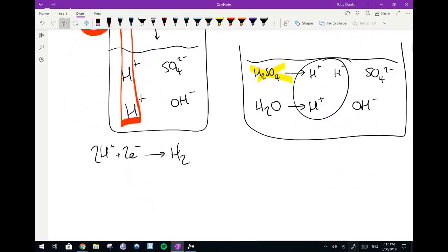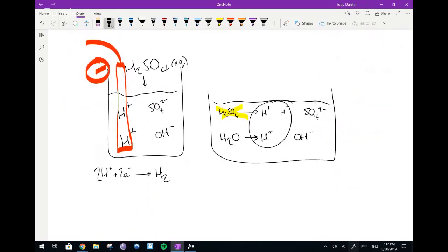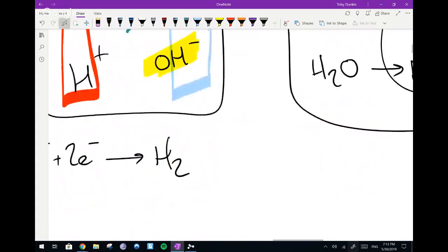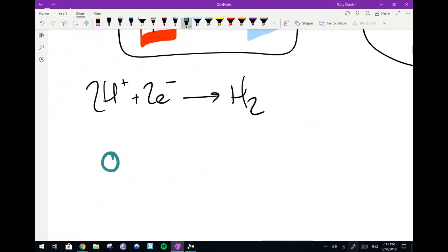Now, at the other electrode, this is trickier. At the other electrode, it is positive, and I have 2 potential ions, sulfate and OH-. Which one is more stable? The sulfate ion is more stable, so it won't do it. So what's going to happen is the OH- ions are going to form oxygen gas.